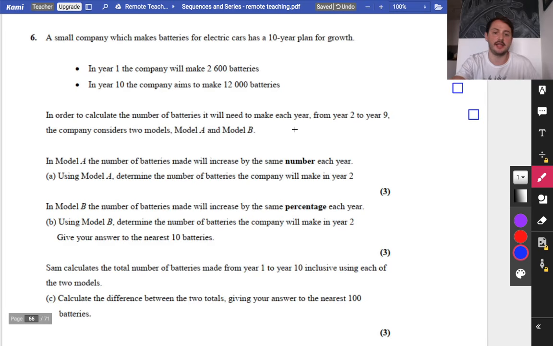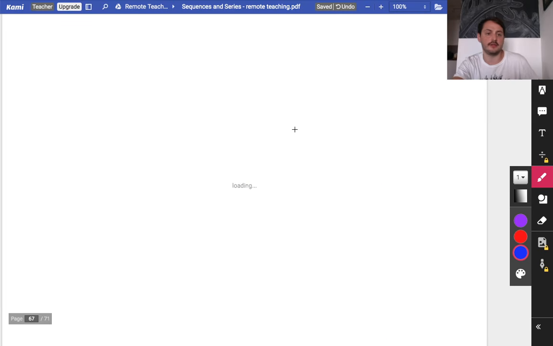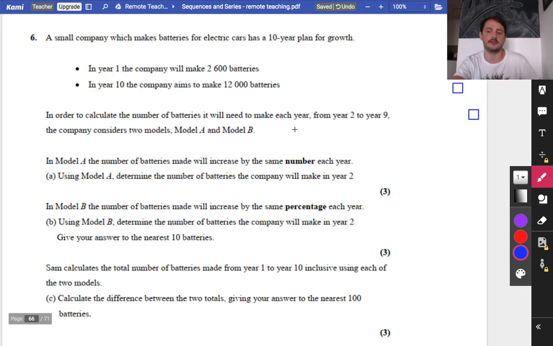Okay, we are nearly there. We have just got question 6 and question 11. Okay, so if you're still with me, you're doing well. I have no idea what these boxes are, but we can ignore them. Okay, a small company which makes batteries for electric cars has a 10-year plan for growth. In year 1, it will make 2,600. In year 10, the company will aim to make 12,000 batteries. In order to calculate the number of batteries it will need to make each year from year 2 to year 9, the company considers two models, Model A and Model B.